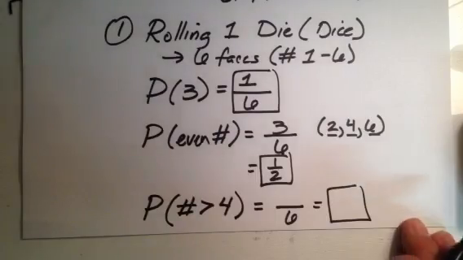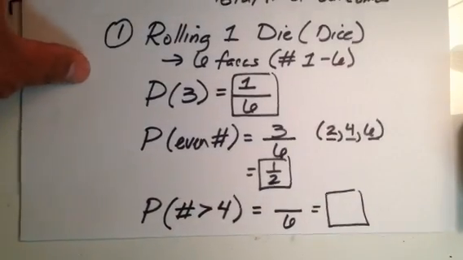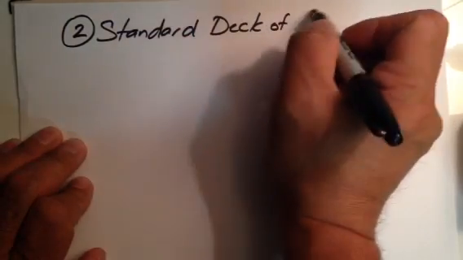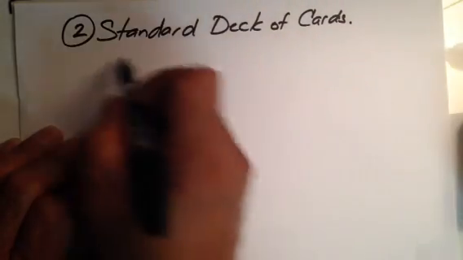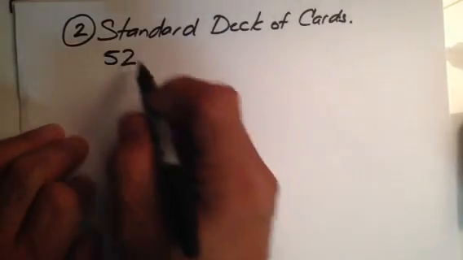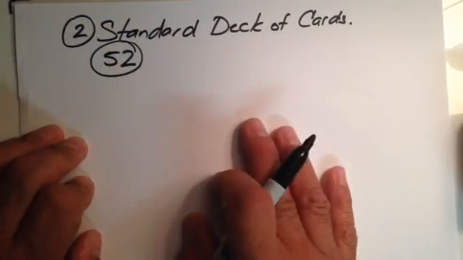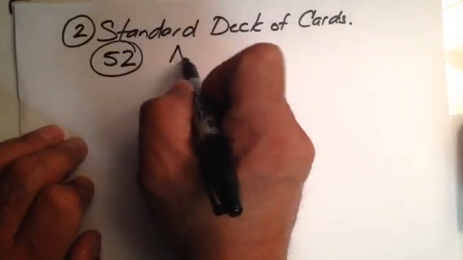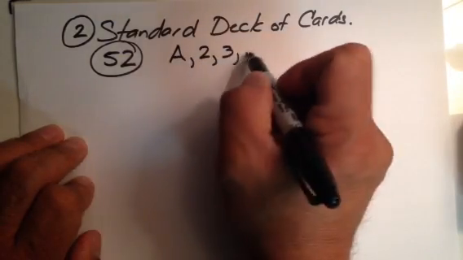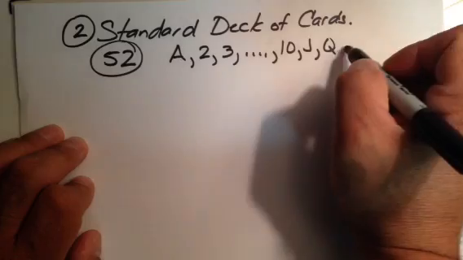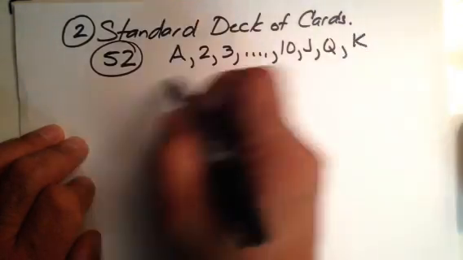Now, that was rolling one die. The next one I want to go over is a standard deck of cards. In the standard deck of cards, there are 52 cards, so the total number is 52. That's going to be our denominator for most, unless we simplify it, of course. It goes from ace to 3 all the way to 10. Then instead of 11, they have Jack, Queen, and then King. So there's 13 of each.